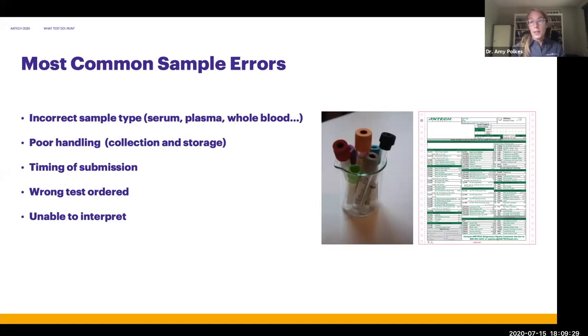Timing of submission, like we talked about: if you pull a CBC on a Friday and send it in on Monday, you're probably not going to have accurate results. The wrong test ordered: you're looking for one disease, but you choose a different test, and then again that can lead to frustration because you don't have the right sample, and you're unable to interpret those test results.